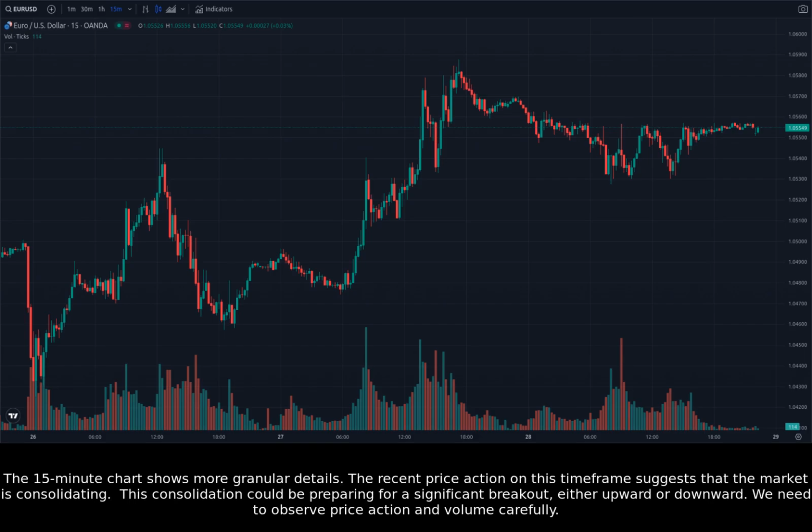The 15-minute chart shows more granular details. The recent price action on this time frame suggests that the market is consolidating. This consolidation could be preparing for a significant breakout, either upward or downward. We need to observe price action and volume carefully.